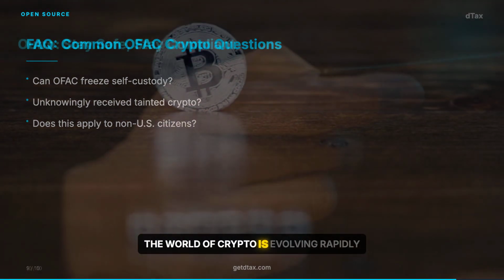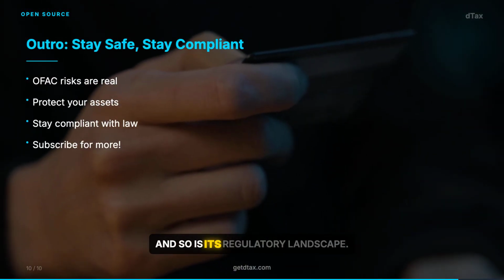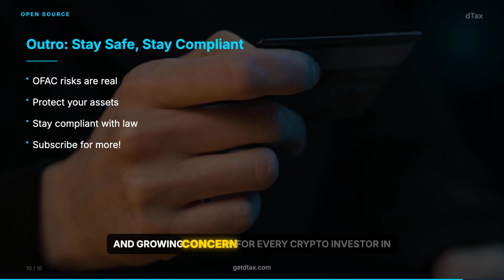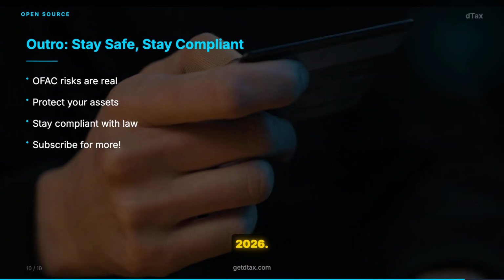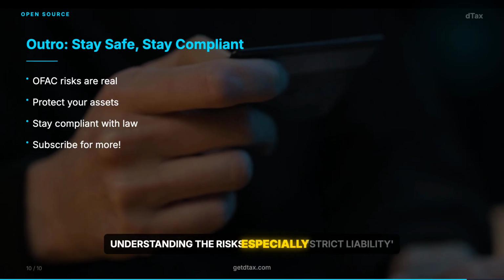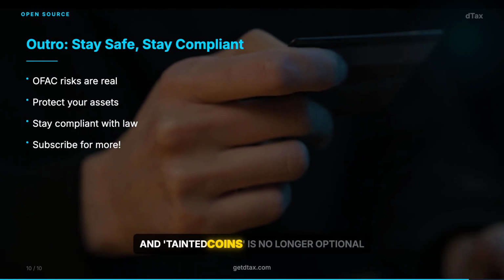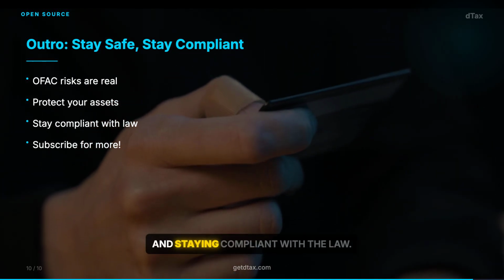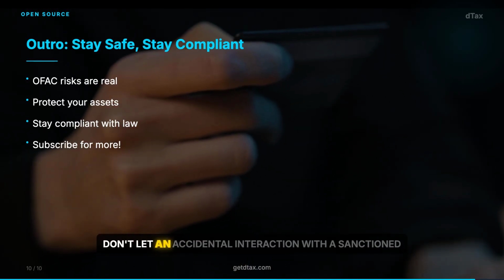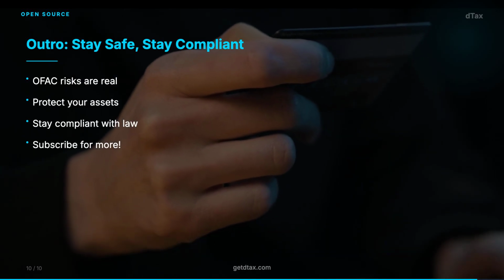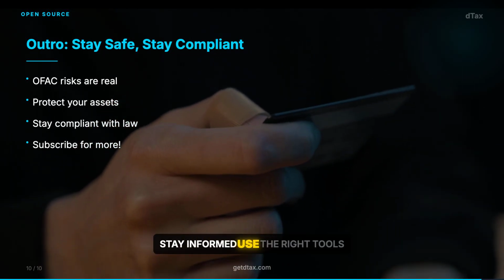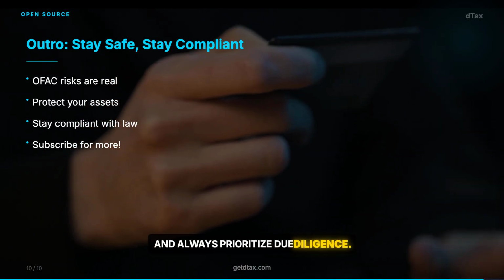The world of crypto is evolving rapidly, and so is its regulatory landscape. OFAC sanctions are a serious and growing concern for every crypto investor in 2026. Understanding the risks, especially strict liability and tainted coins, is no longer optional. It's essential for protecting your assets and staying compliant with the law. Don't let an accidental interaction with a sanctioned address lead to frozen funds or legal trouble. Stay informed, use the right tools, and always prioritize due diligence.